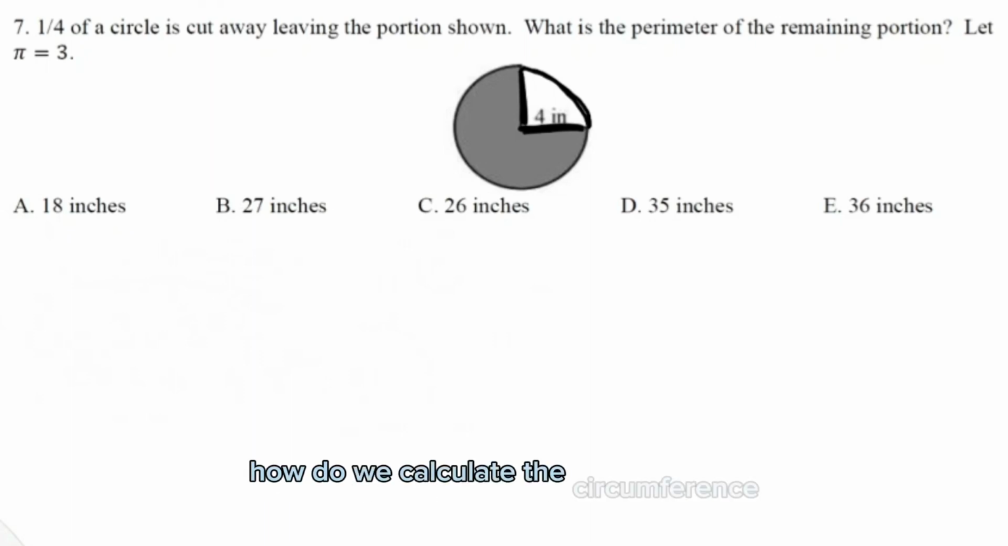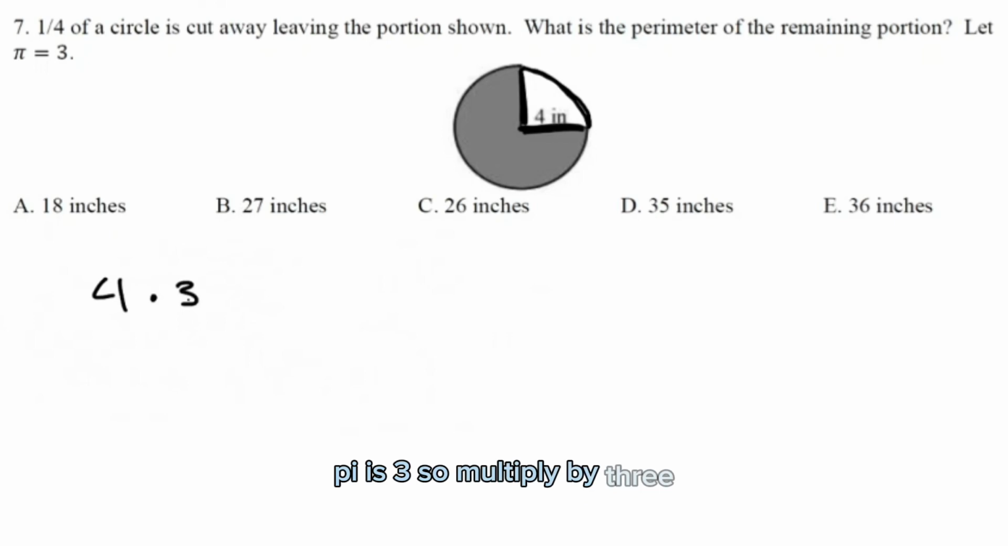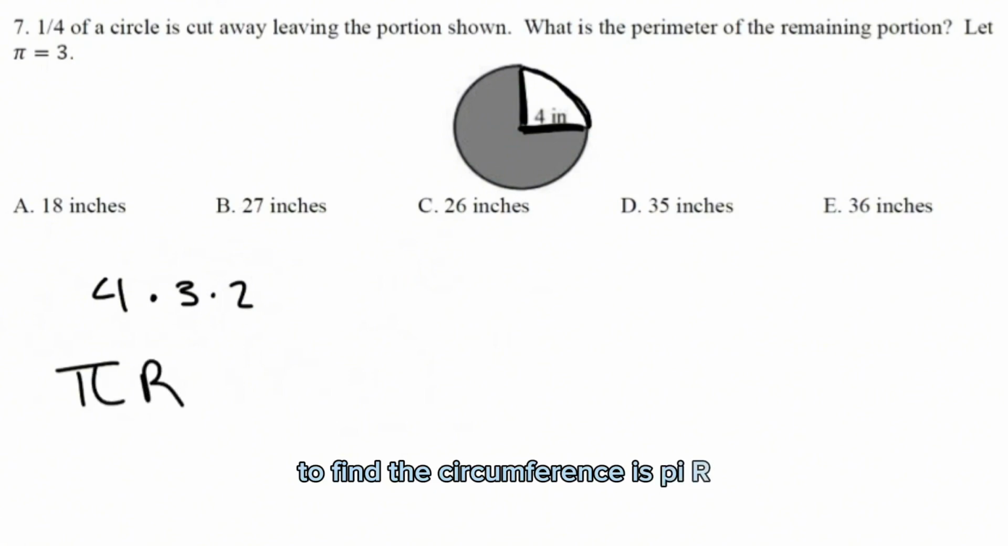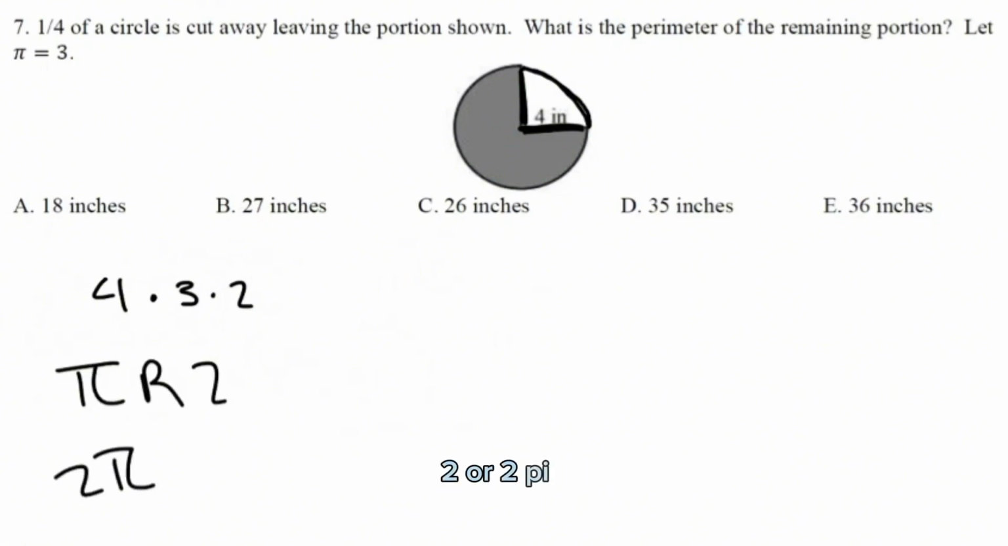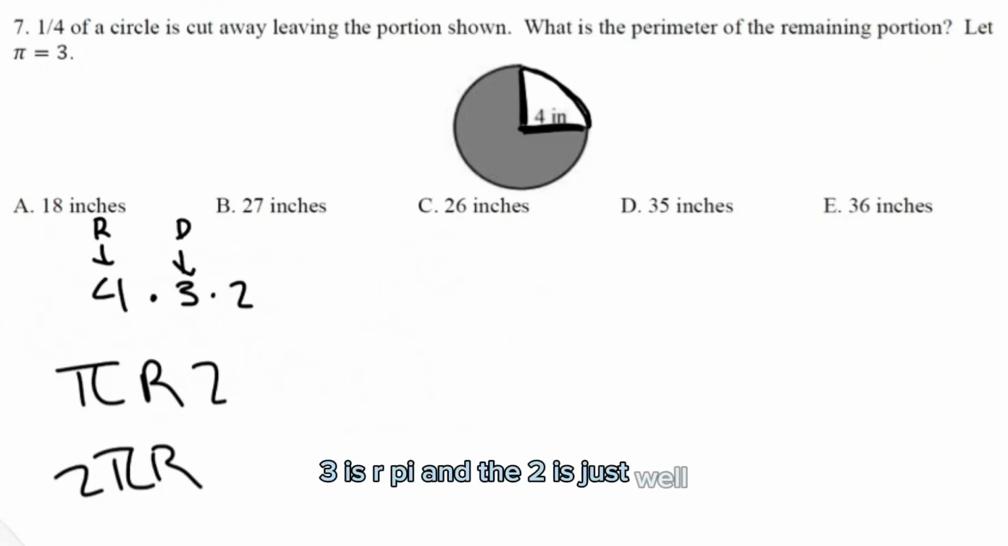How do we calculate the circumference, or the perimeter, of the circle? Well, we take the radius and the pi value, which in this case is 3. This number right here, 4, is our radius. The formula to find the circumference is pi r 2, or 2 pi r. It doesn't matter, because no matter what, you're multiplying all these terms. So in this case, 4 is our r, 3 is our pi, and then 2 is just 2.